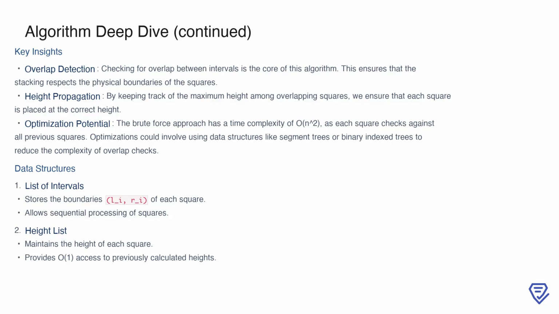To optimize this, we can consider advanced data structures like segment trees or binary indexed trees. These structures allow us to efficiently query and update overlapping intervals, potentially reducing the time complexity of the algorithm. In terms of data structures, we use two main components: a list of intervals to store the boundaries of each square, and a height list to maintain the computed height of each square for quick access during calculations.